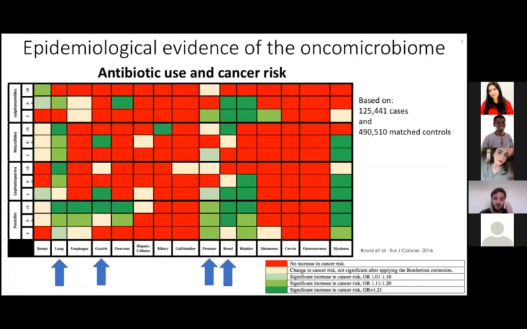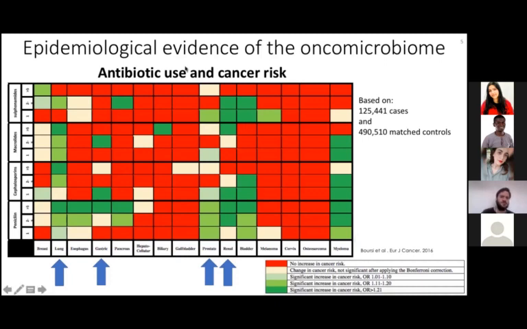I'll try to convince you that there is such a thing as an oncomicrobiome. Here we see work from 2016, which is purely epidemiological evidence of the existence of this oncomicrobiome. In the different columns, we have different cancer types that were evaluated, based on 125,000 cancer cases.